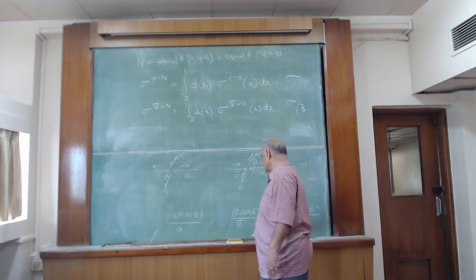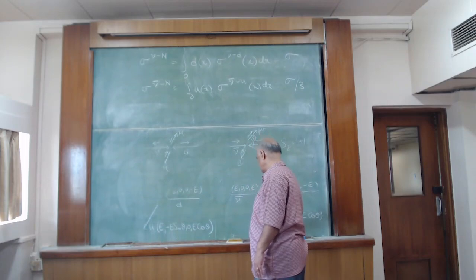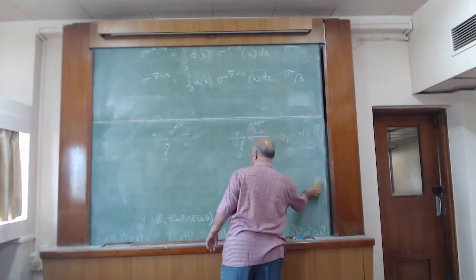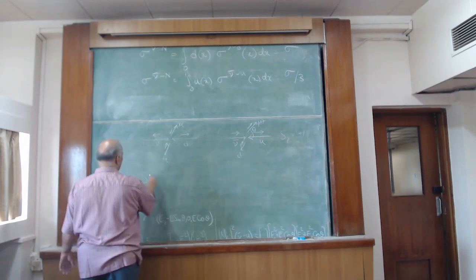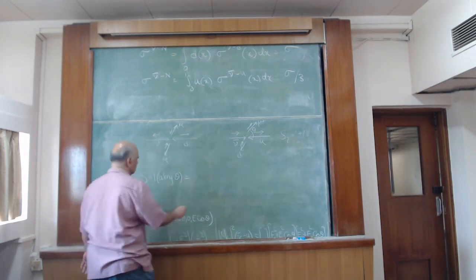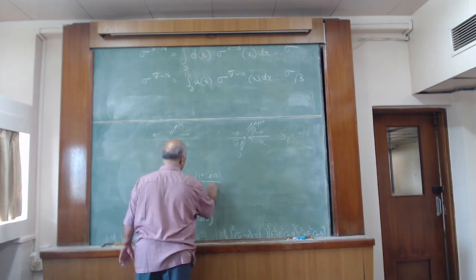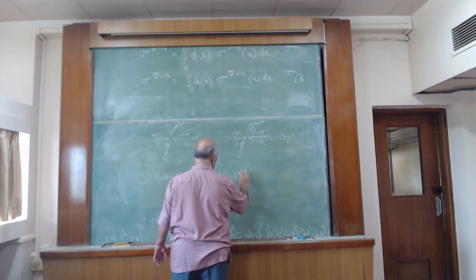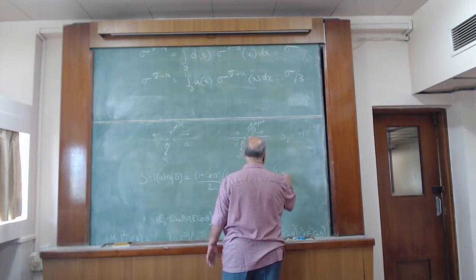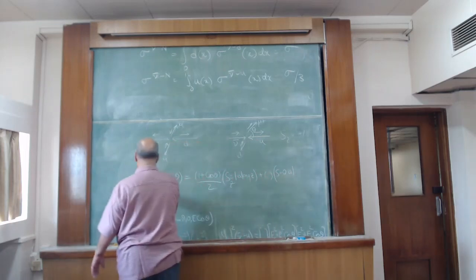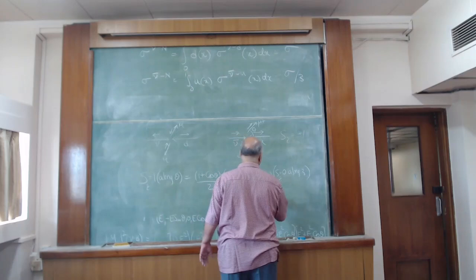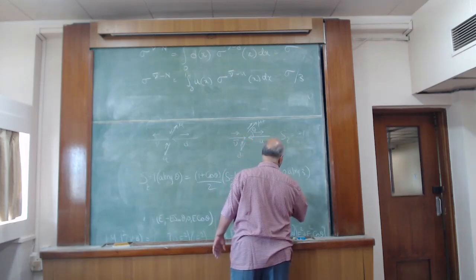S equal to 1 along theta is equal to (1 plus cos theta) by 2 times S equal to 1 along z, plus something times Sz equal to 0 along z, plus something else times Sz equal to -1 along z.